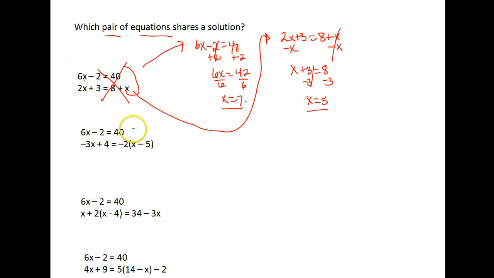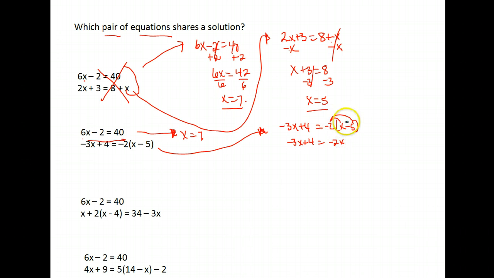Here's my second pair. So if I tried that out, well here, this is 6x minus 2 equals 40. We know the solution to that is x equals 7 because we solved it up here. Here's our second one, so let's go ahead and solve this. Negative 3x plus 4 equals negative 2 times (x minus 5). Now this one is one more step. We have parentheses. To remove those, which is what we have to do first, I would distribute the negative 2, which means to multiply everything inside there times negative 2. Negative 2 times x is a negative 2x. Negative 2 times negative 5 is a positive 10.